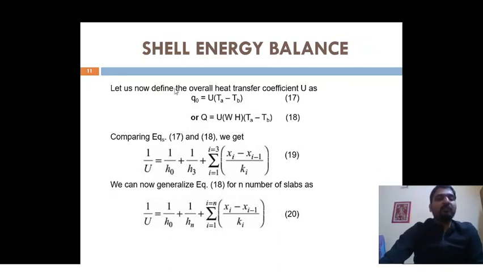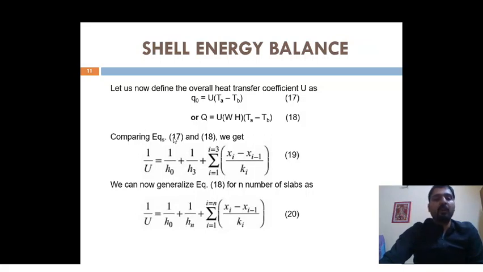Now we also discuss the overall heat transfer coefficient, which is denoted by capital U. It contains all the thermal parameters like conductivity and convection, which are the parameters available in the different cases. So q0 is equal to U into (Ta minus Tb), which is equation number 17, and it is a flux equation. If we convert it into a flow equation, we have to multiply by the cross section area, which is W into H, because it is in the direction of the flow. So Q is equal to U into W into H into (Ta minus Tb), which is equation 18.